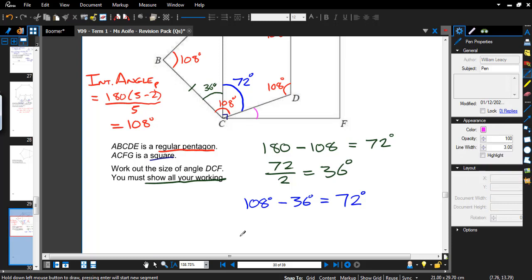So we know 90 degrees, which is this, minus that will leave us with this. Minus 72 degrees equals 18 degrees. So that is your answer, 18 degrees.